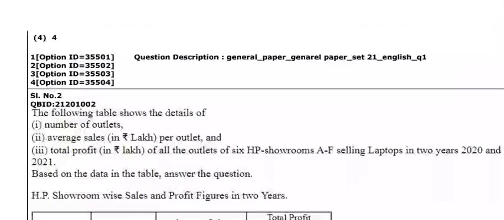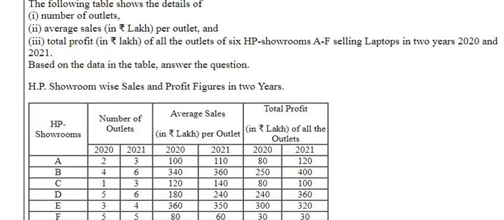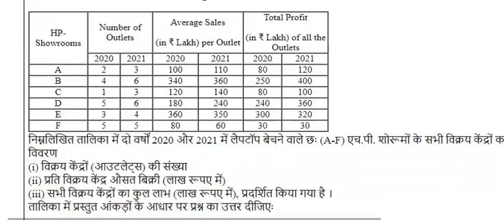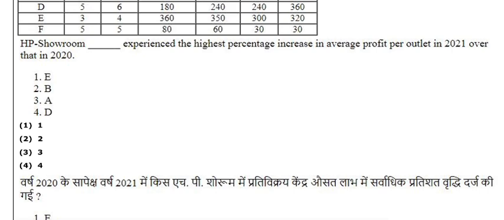Then the second question says, studying the same table, HP showroom dash experienced the highest percentage increase in average profit per outlet in 2021 over that in 2020. So what will be correct? E, B, A, D. So option D will be correct. That means number 4.